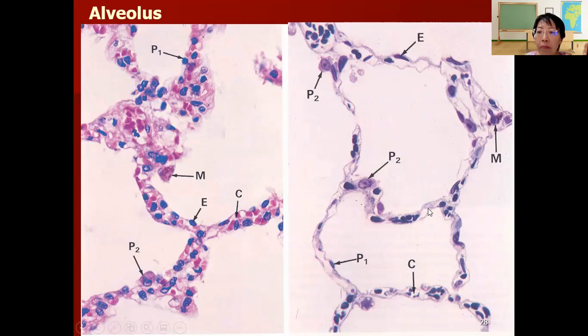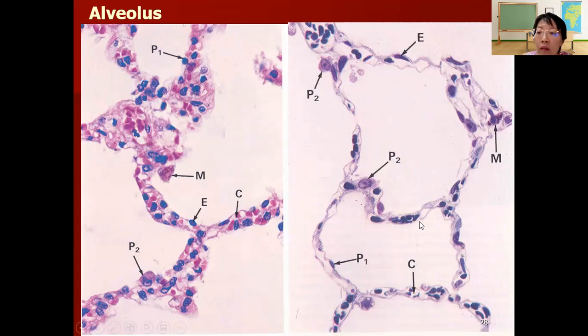Then what about this light purple? So what is enclosing the capillary? Endothelial cell, right? So this light purple color must be the cytoplasm of those cells that form the wall of either the capillary or the wall of the alveolus. So this is the cytoplasm of either the endothelial cell of the capillary or the epithelial cell of the alveolus. Do I know which one is which? I may not know.